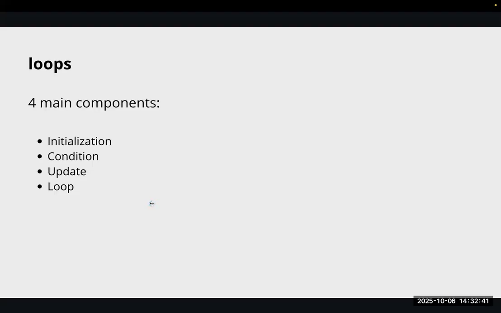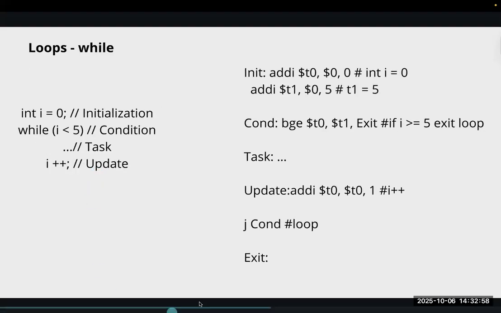And then moving on to loops. You have four main components in loops: initialization, your condition, meaning you'll be using BGE, BLT, some conditional branch instructions, and update, and then you go back to the loop.